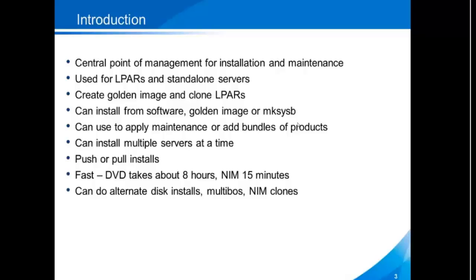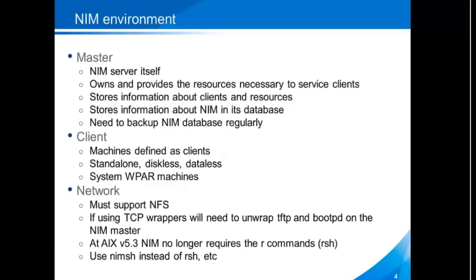Doing an AIX install and customizing everything from a DVD just takes a while. This way, you can build a golden image and know that every time you put it out there, you are duplicating exactly what you want. And of course, additionally, you can do alternate disk install and multibos and NIM clones. So once you have the basic NIM infrastructure in place, you could take advantage of some of the additional technologies that we have. There's basically 3 primary components.